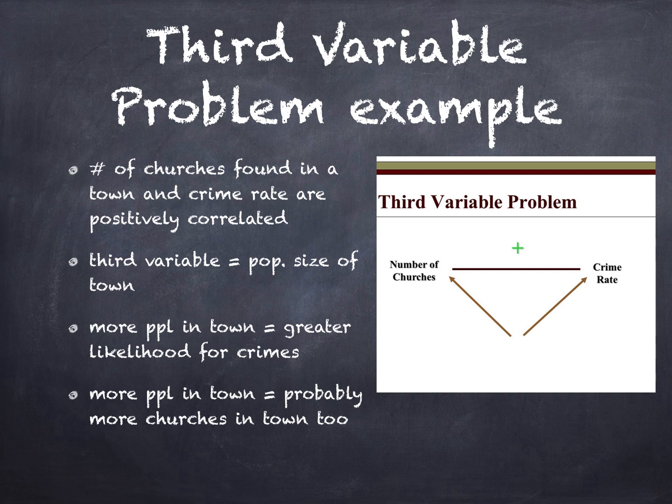Correlational studies often lead to the third variable problem. A third variable problem may arise when both variables being observed relate to a third variable that isn't being measured. This results in a mistaken causal relationship between the 2 others. For example, a study has found a positive correlation between the number of churches found in a town and crime rates. The third variable in this situation is the population size of the town. More people equals more likelihood for crimes. More people in town, probably more churches in the town too.